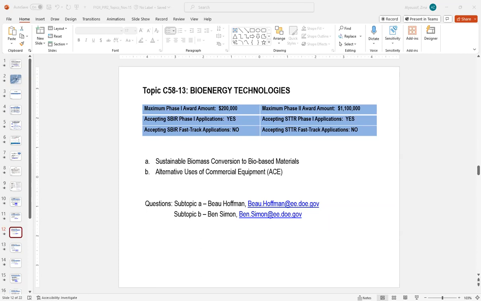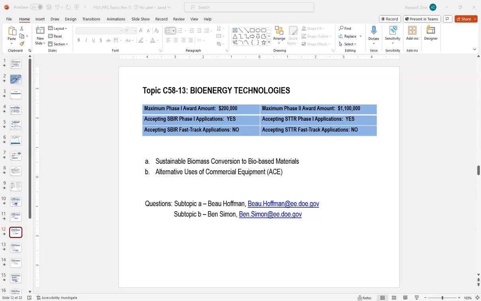So we also encourage applicants to establish partnerships with end users of whatever material they might be working to create, to test the performance of that material or the properties of that material. And we also encourage improvements and refinements in techno-economic analysis or LCA models.